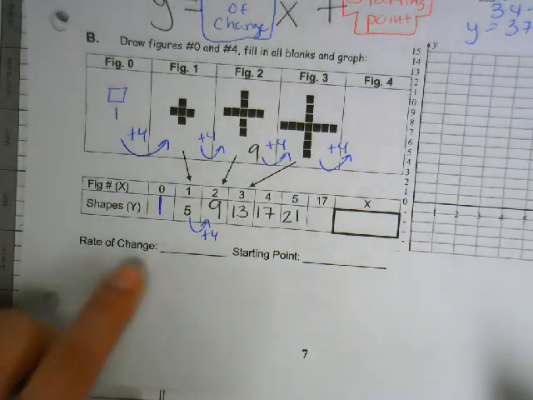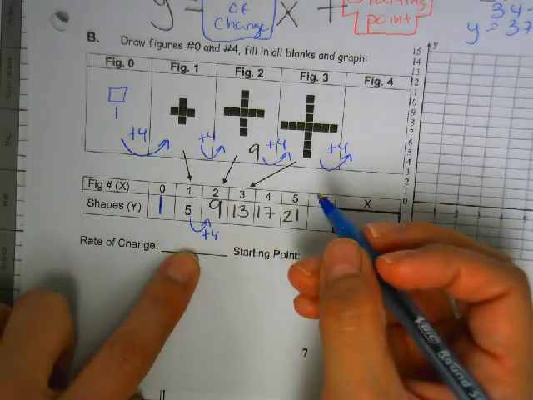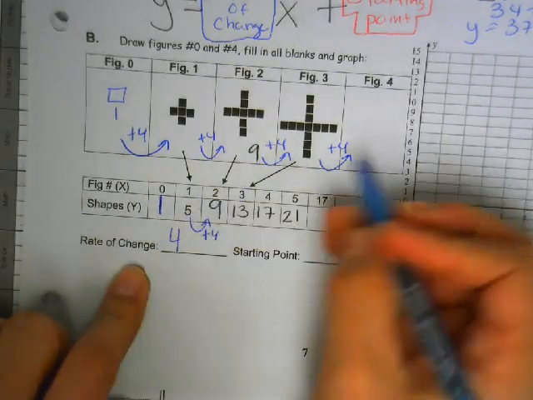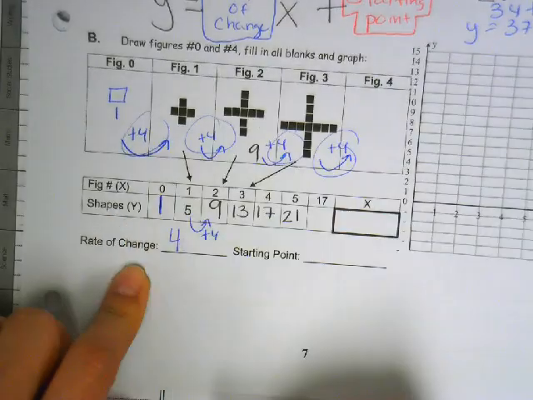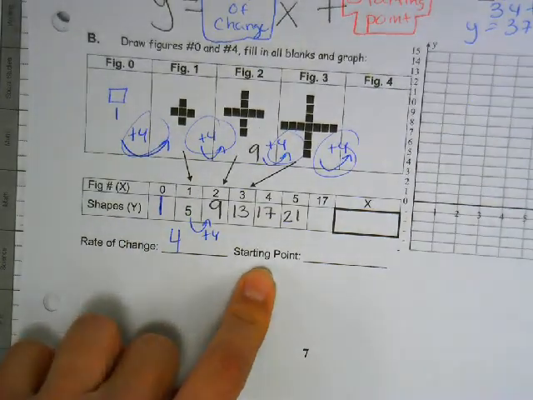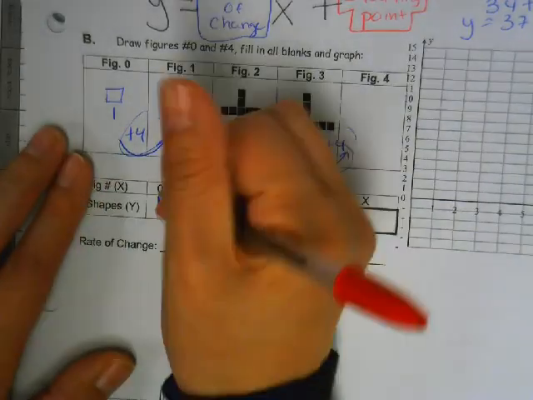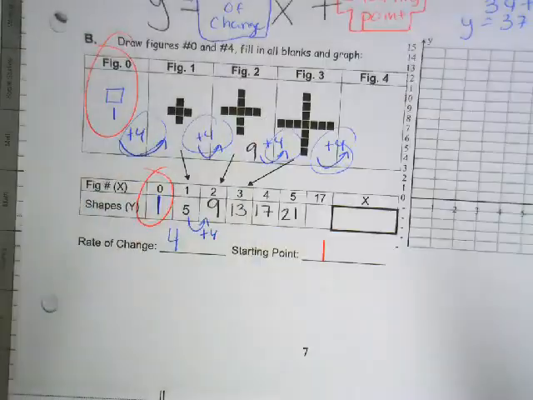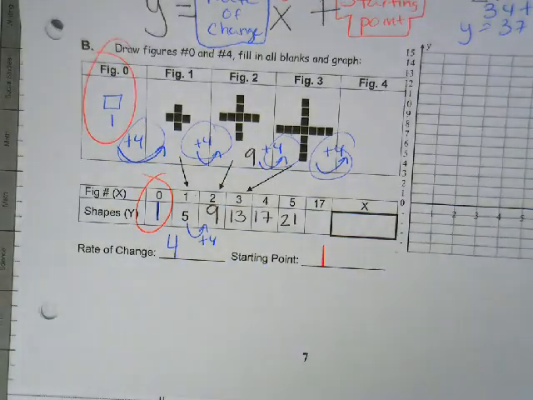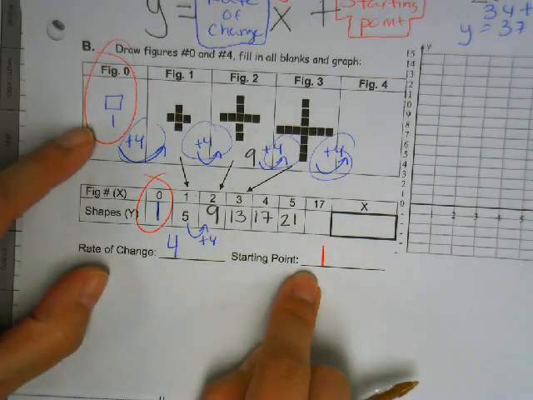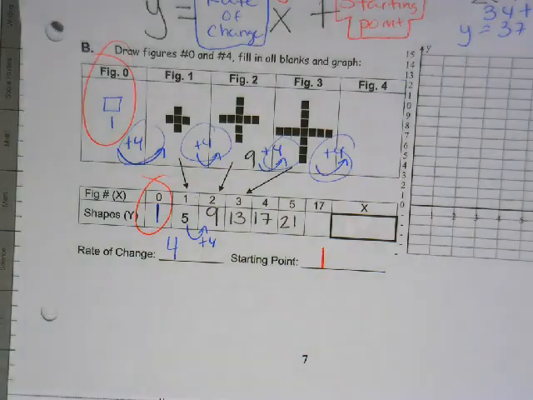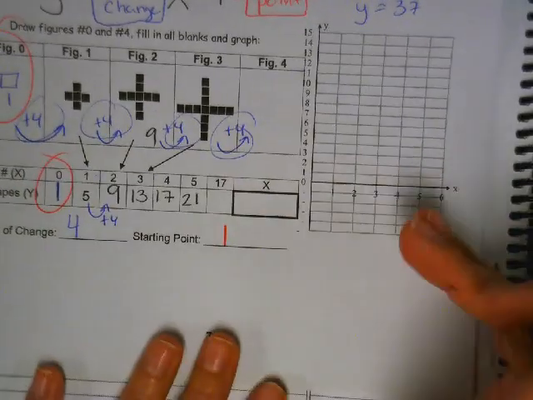All right, what is my rate of change? What am I changing by? 4. Right here. You see, we're changing by 4. What is my starting point? 1, Gio. So we write this down. 1. We focus. We try not to sleep. Okay. Figure 0 is 1. Okay. Who wants to raise your hand and tell me the equation? Alex?